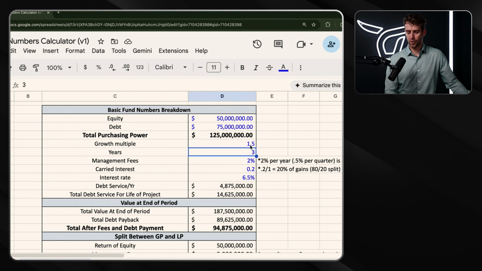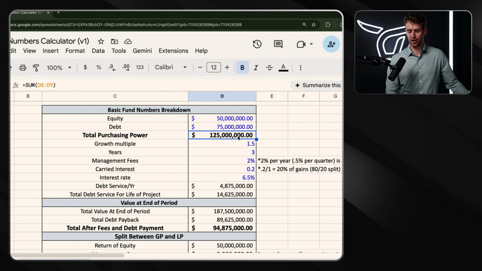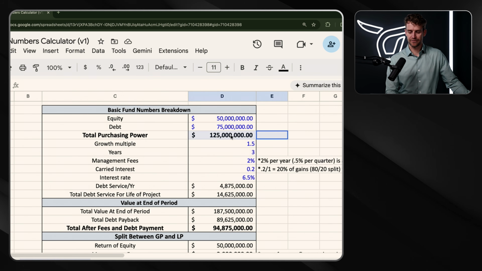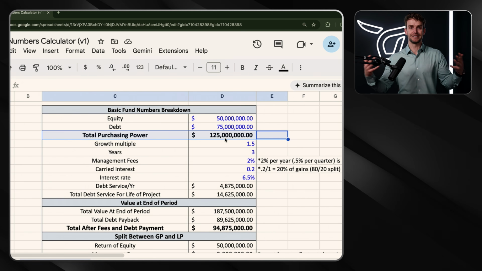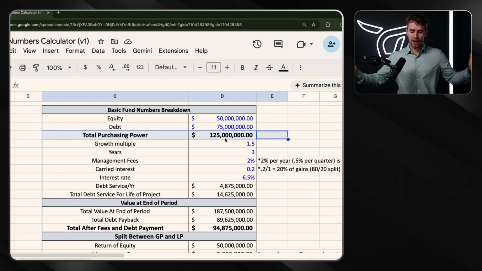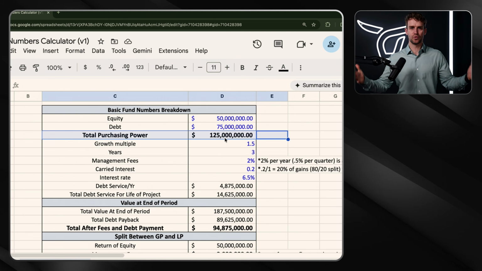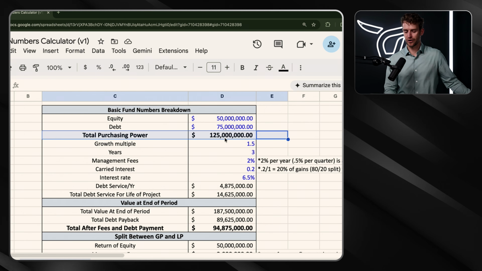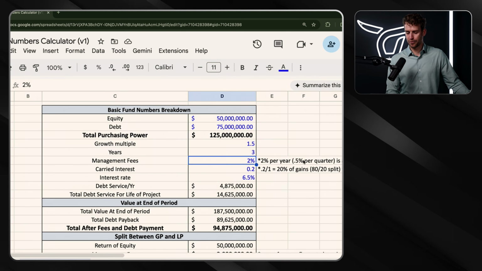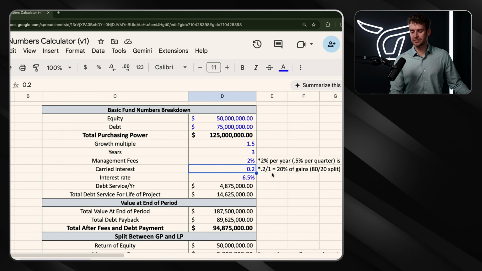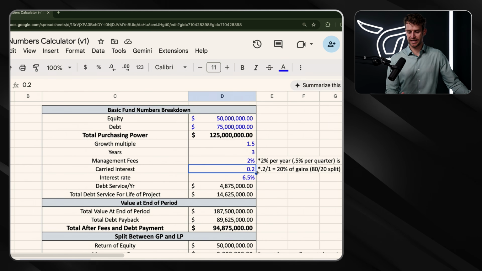Over 3 years, we're gonna get essentially a 50% return on our purchase price, okay? On this 125 million of purchasing power, maybe we're gonna buy it for 115 and we're gonna put 10 million to value add. I'm just bucketing together for simple math, 125 million is the total outlay from our fund. Now down here, like I said before, 2% management fees, charged 0.5% per quarter. Okay, so over 3 years. And we're gonna do an 80-20 split. So that's 0.2, 20% carried to us.